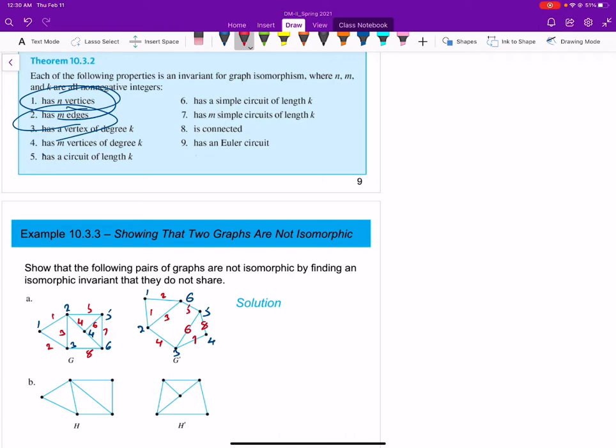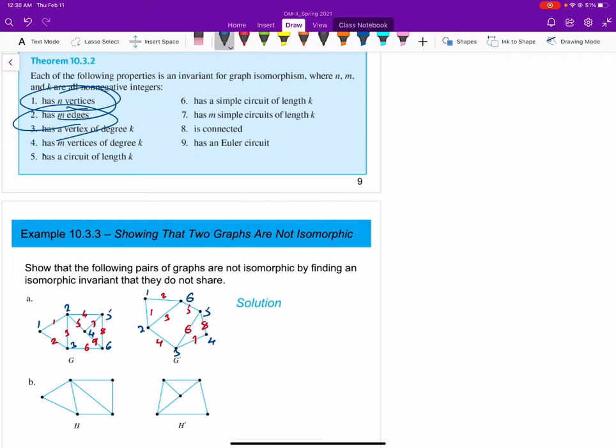Oh yeah, I counted wrong. Let me recount this. 1, 2, 3, 4, 5, 6, 7, 8, and then this is 9. Okay, there are 9 edges, so they are not equal.